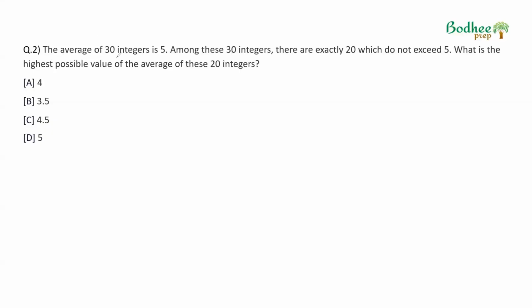Question 2 says the average of 30 integers is 5. From here, we can say that the sum of 30 integers will be average into number, which is 150. Sum of 30 integers upon 30 should be the average 5, and therefore the sum of 30 integers is average into number, which comes out to 150.